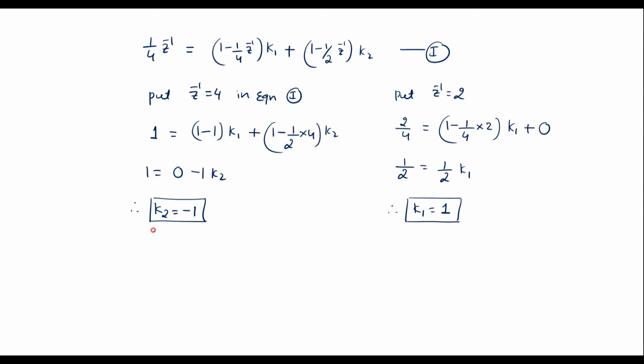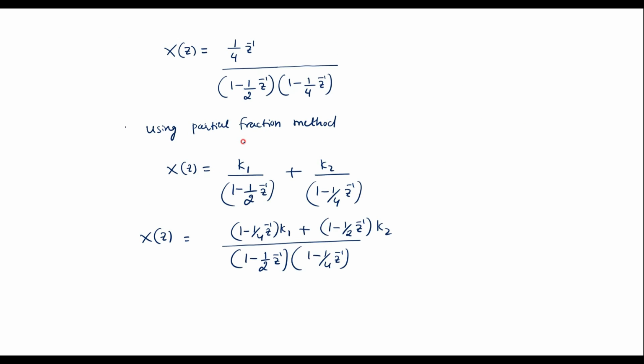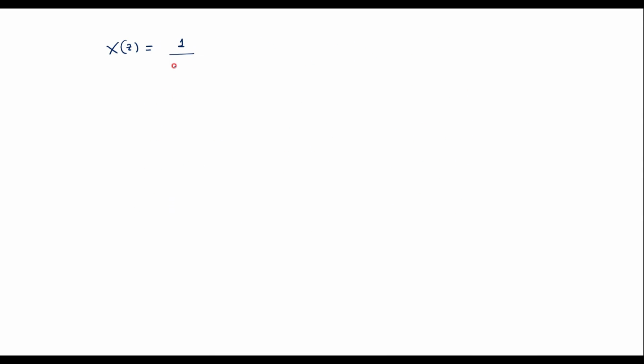So now let me write X of z. X of z is equal to k1, which is 1, divided by 1 minus 1 by 2 z inverse, plus minus 1 divided by 1 minus 1 by 4 z inverse. So we have simplified this using the partial fraction method and obtained this result. Now we'll consider the ROC, that is case 1.